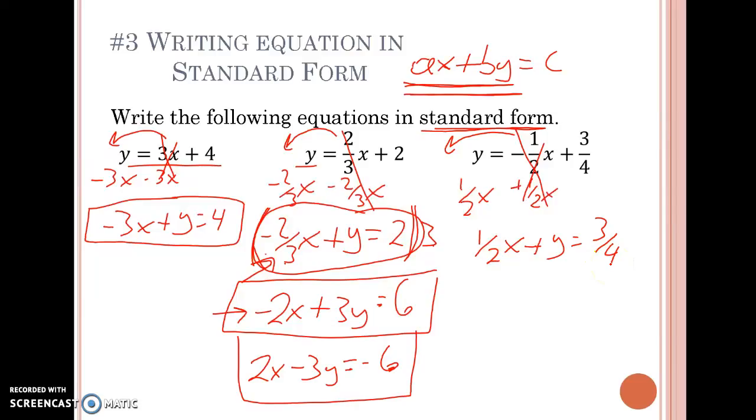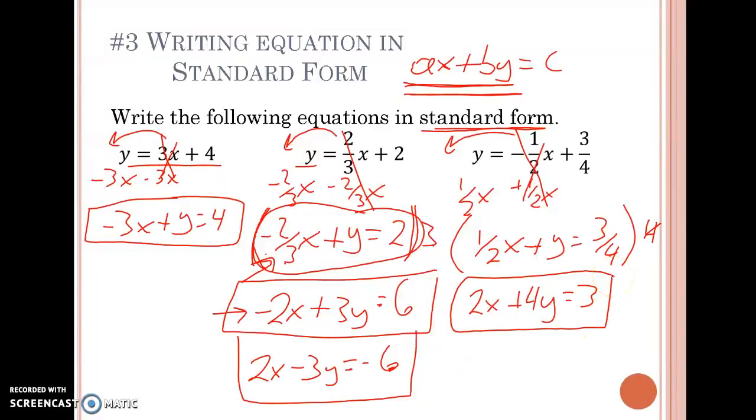But again, we have fractions, and we want to get rid of those fractions. So we have two fractions this time, and so we want to multiply by what they both go into. 2 and 4 both go into 4, so we want the least common denominator, and that's a 4. I'm going to multiply everything here by 4. So 1/2 times 4 is 2x, plus y times 4 is 4y, equals 3/4 times 4 is 3. So in standard form, this equation would simply be 2x plus 4y equals 3.